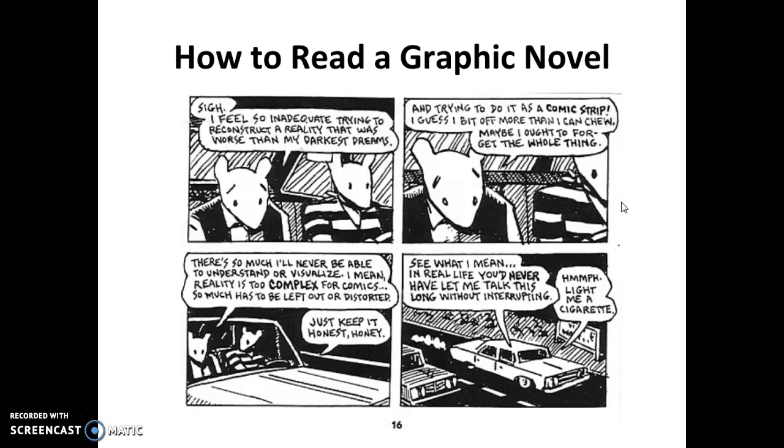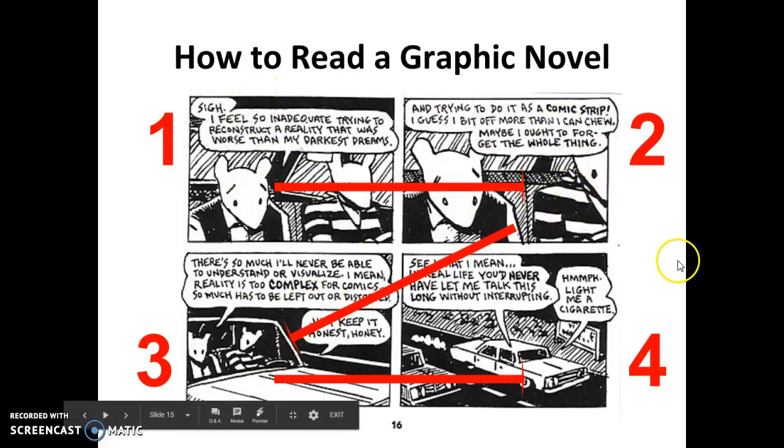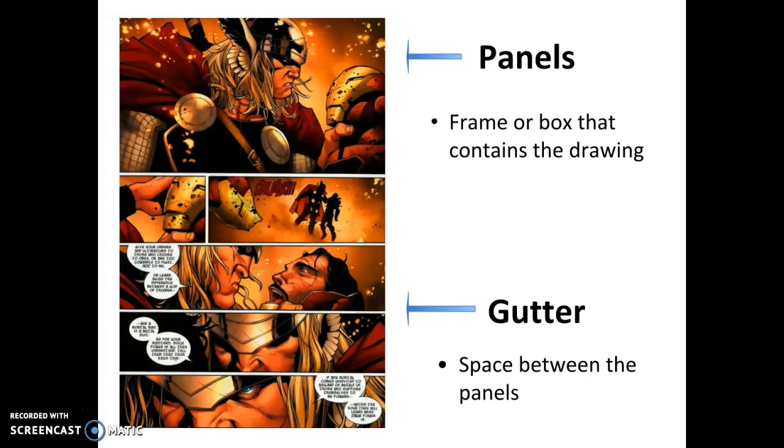Might be obvious, but here's how you read a graphic novel. You're going to be reading it from left to right and top to bottom. So for this example, top left, top right, bottom left, bottom right. Now it seems kind of obvious, but they can get much more unique and significant depending on the arrangement of the panels and the gutters. Which brings us to the next vocabulary term.